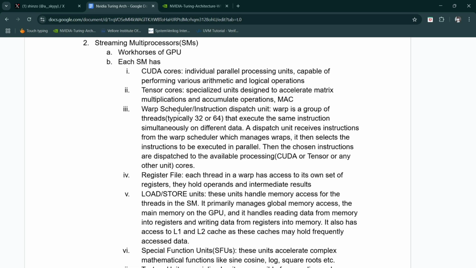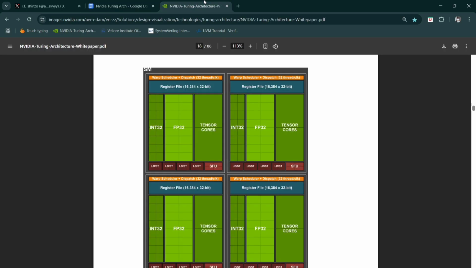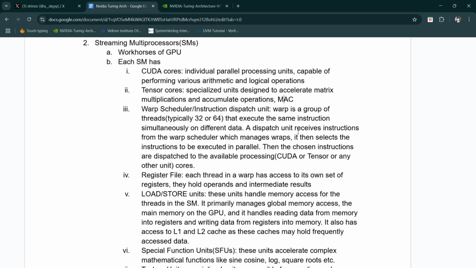And then you have the warp scheduler and instruction dispatch unit. What is a warp? A warp is nothing but a group of threads. Usually it's 32. In the Turing architecture also, it's 32 threads per warp. A warp executes the same instruction simultaneously on different data. So you have 32 threads executing the same instruction but on different data. That's how it's single instruction, multiple thread, or multiple data.